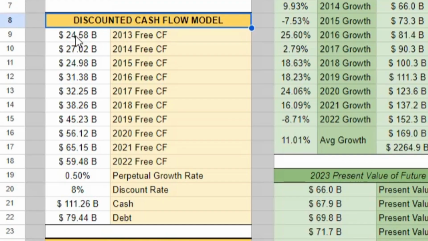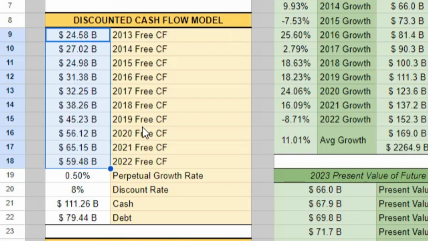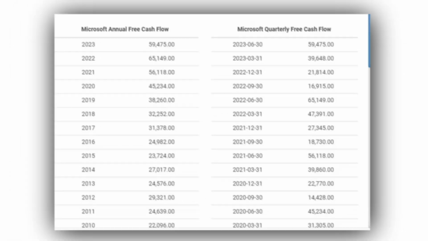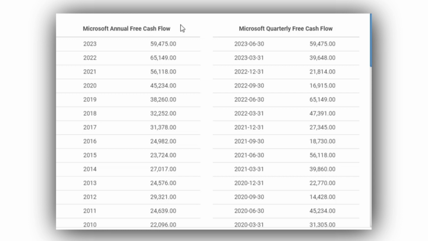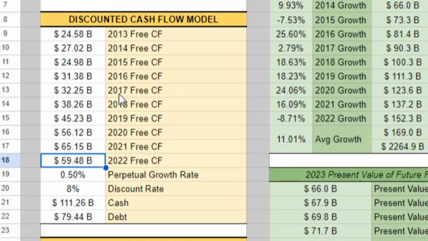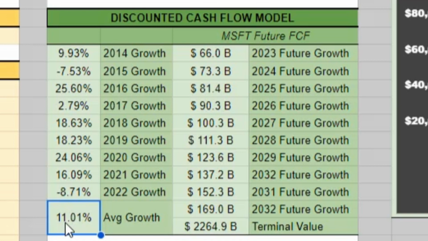So let's start with the discounted cash flow model. As with all of my valuation videos, I'm going to be getting the free cash flow numbers from Macro Trends. Over on Macro Trends, scrolling down on the page a little bit, you find Microsoft's annual free cash flow numbers. Here in 2023, at least at the end of June 30th, 2023, their annual free cash flow number is sitting at 59 billion. And we'll take the most recent 10 years of free cash flow numbers and put them into our calculator, and we have a free cash flow growth of about 11.01% over the past 10 years.